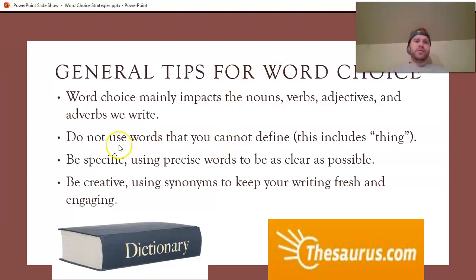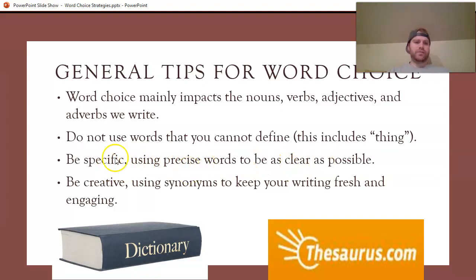One general tip in your writing: don't use words that you can't define. On one hand, don't use super fancy words that none of us know the definition of. But on the flip side, don't use words like thing that don't have clear definitions in the first place, right? If you're using the word thing in writing, you probably mean to use a different word that's more specific anyway. Be specific. On that same note, we want to use precise words to be as clear as possible.